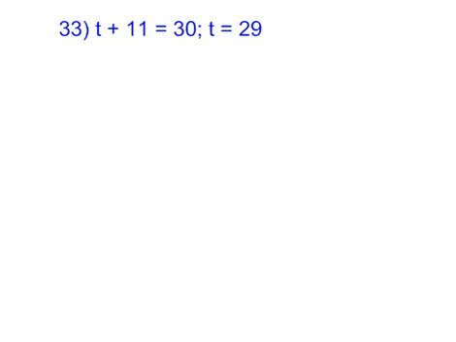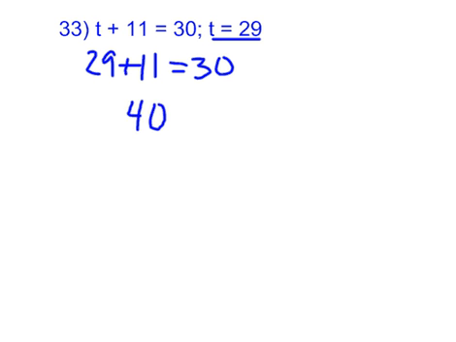We're looking here at problem number 33, and what we want to do is see if t equals 29 is a solution to the problem t plus 11 is equal to 30. Well, let's plug 29 in for t. That would be 29 plus 11 is equal to 30, and 29 plus 11 is 40. And so 40 is not equal to 30. So we would put down not a solution.